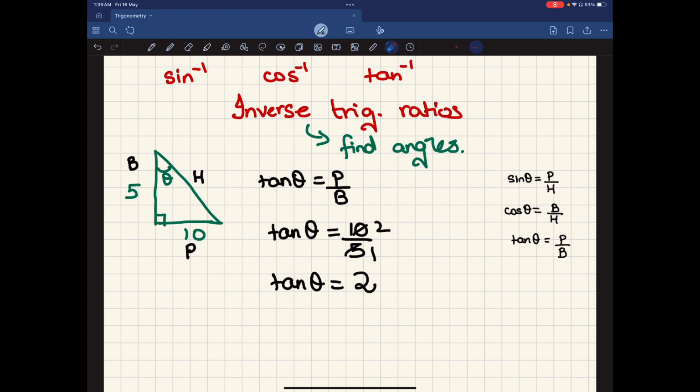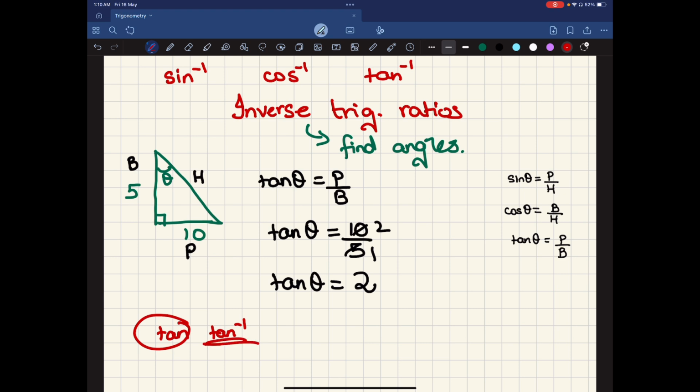Now to find an angle when we know the value of its tangent, so we know tan theta is 2, what are we going to do? We're going to use the inverse tangent button on the calculator. On many calculators, you will see the button tan with tan inverse above it. To activate tan inverse, you need to press the shift button and then press the tan button, and it would give you tan inverse.